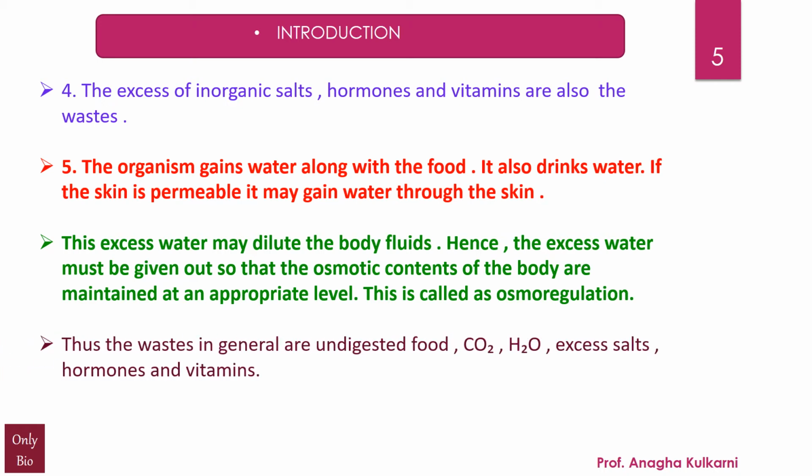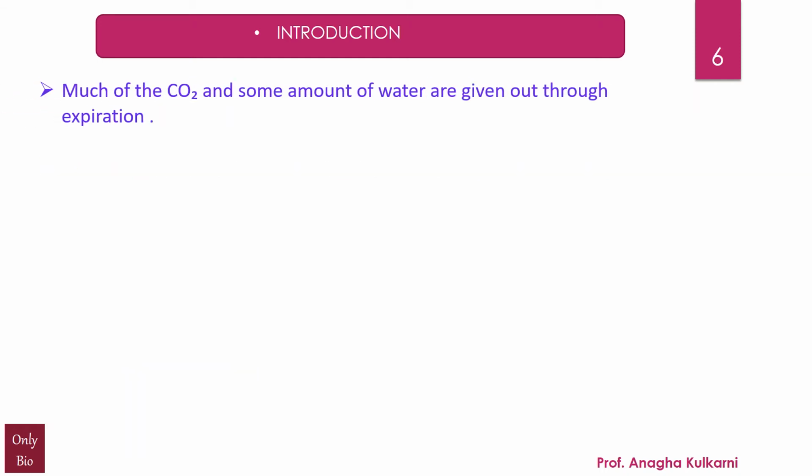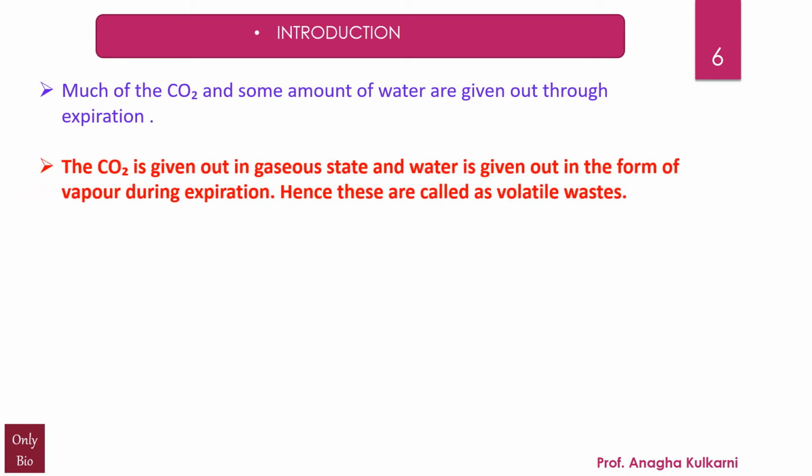Thus, the wastes in general are undigested food, carbon dioxide, water, excess salts, hormones, and vitamins. The undigested food is given out through the anus or cloacal aperture. Much of the carbon dioxide and some amount of water are given out through expiration, that is when we breathe out. The carbon dioxide is given out in the gaseous state and water is given out in the form of vapor during expiration. Hence, these are called volatile wastes.